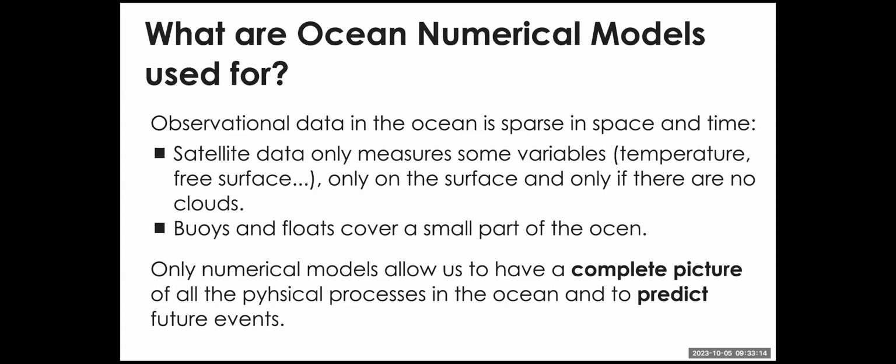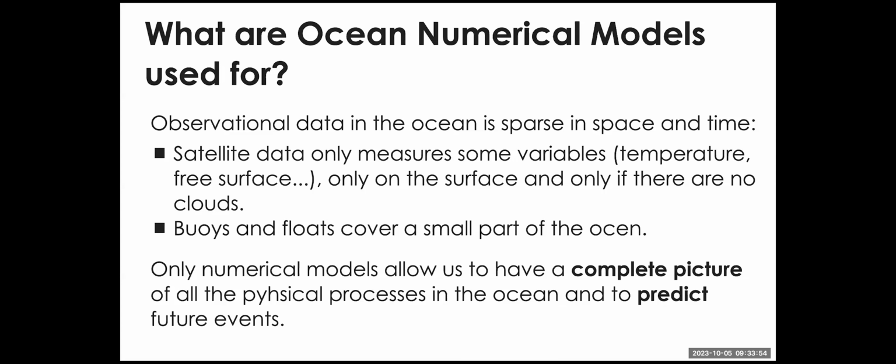Okay, so why do we need numerical models for the ocean? What are they used for? So the big problem is that we don't have good observational data. It is sparse in space and time. Even with satellite data, we can only measure some variables, temperature and free surface mainly. For example, we cannot measure the currents or the salinity. And we can only measure with satellites at the surface, and only if there are no clouds. If there are clouds, which happens quite a lot, we cannot measure anything.